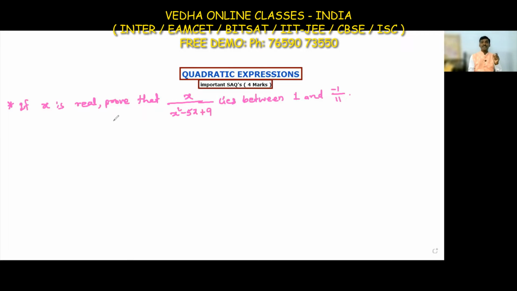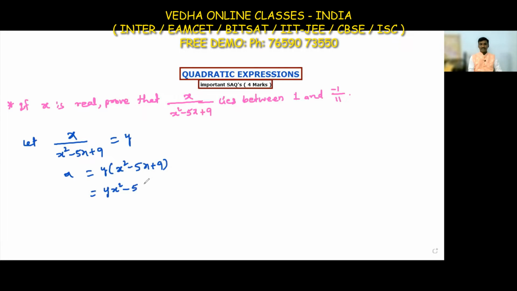Okay, here if x is real, prove that x divided by x square minus 5x plus 9 lies between 1 and minus 1 by 11. Okay, so now let me take the given expression, x divided by x square minus 5x plus 9 is equals to y. Okay, now if you take the denominator to that side it multiplies, so x is equals to y into x square minus 5x plus 9. Okay, so multiply inside: y into x square, minus y into 5x, 5yx, plus 9 into y, 9y. Okay, x is as it is.